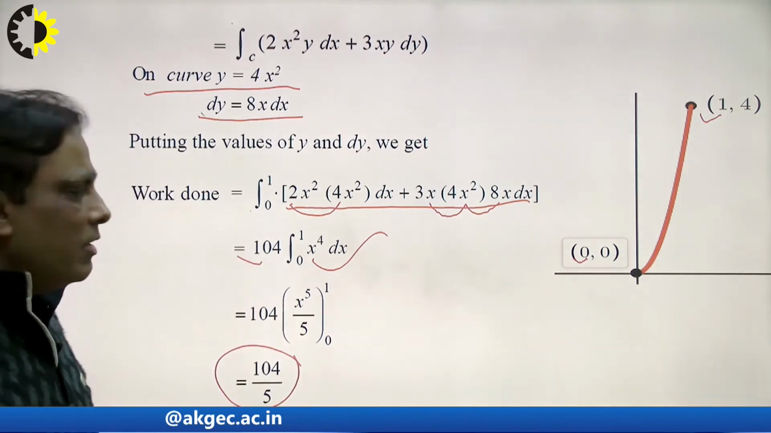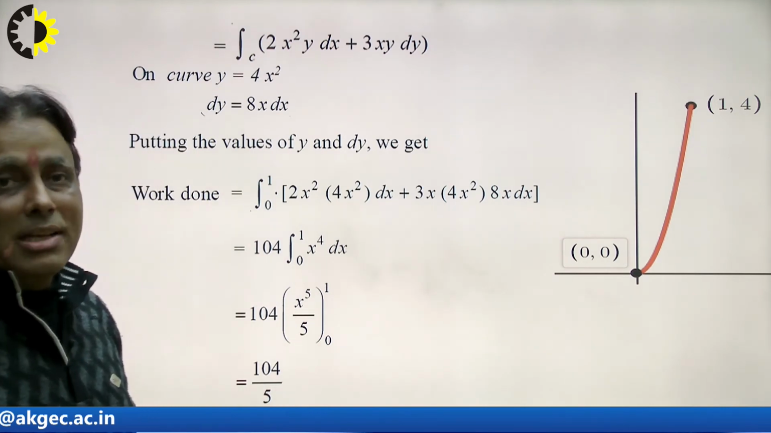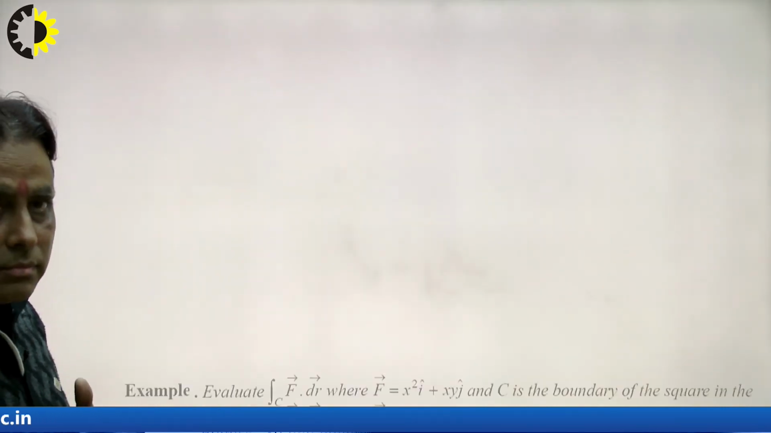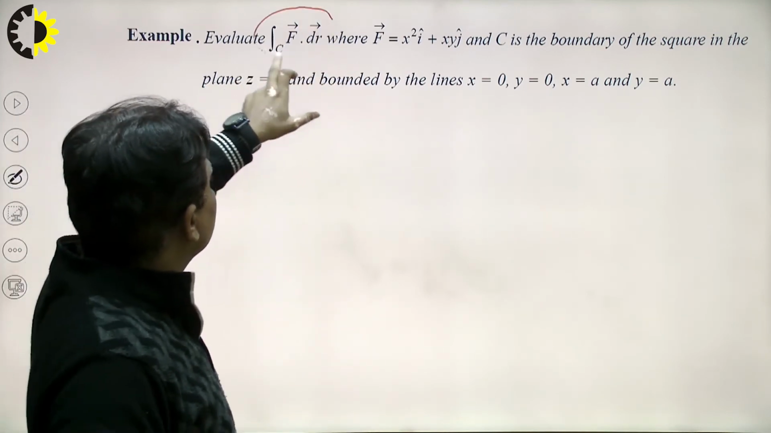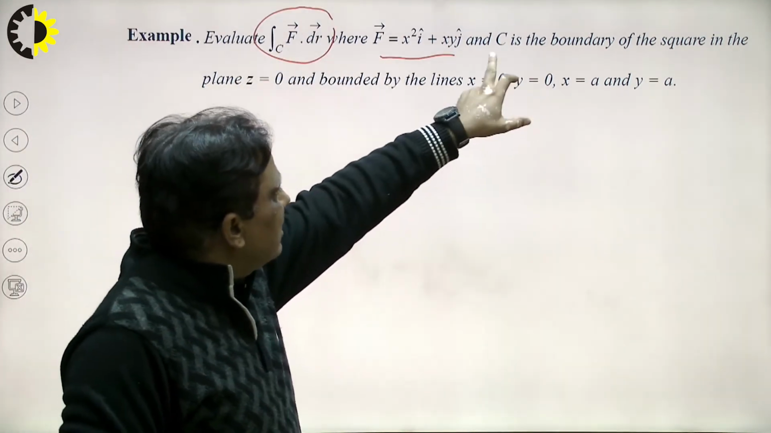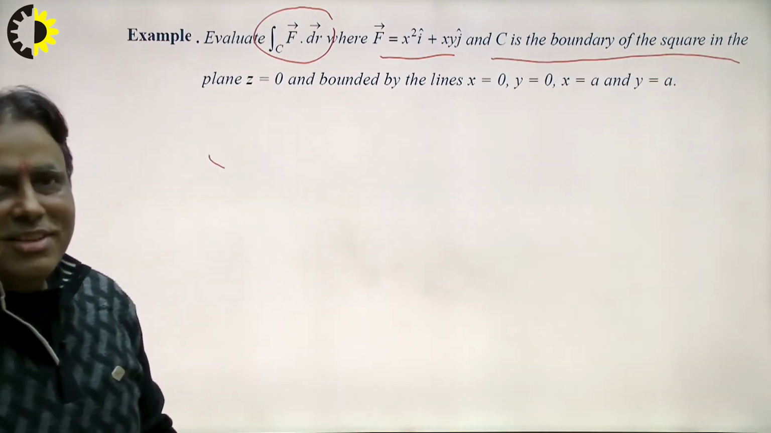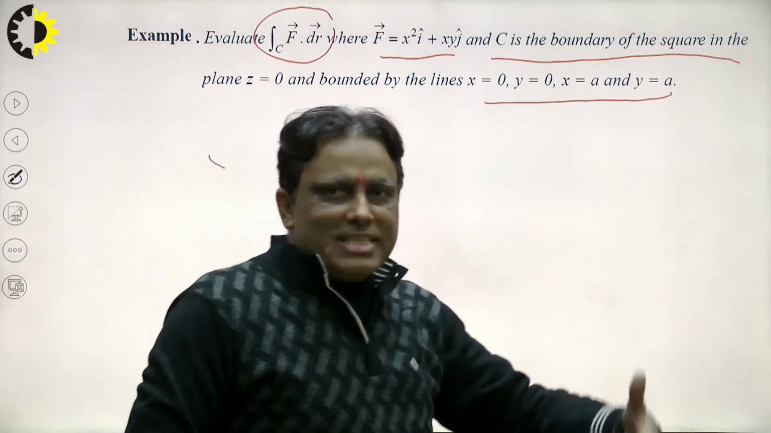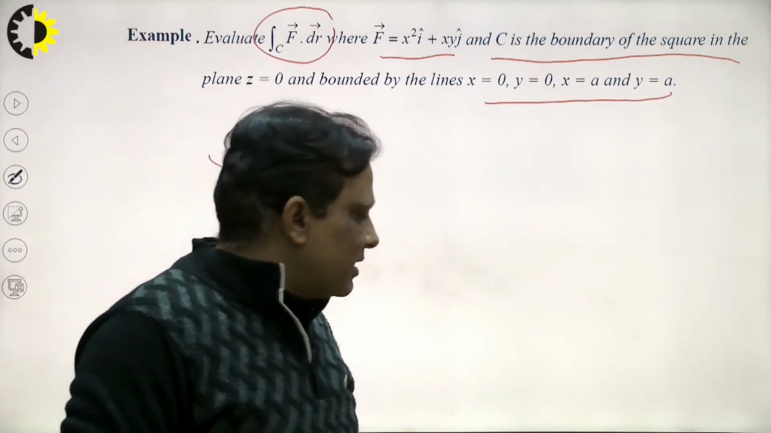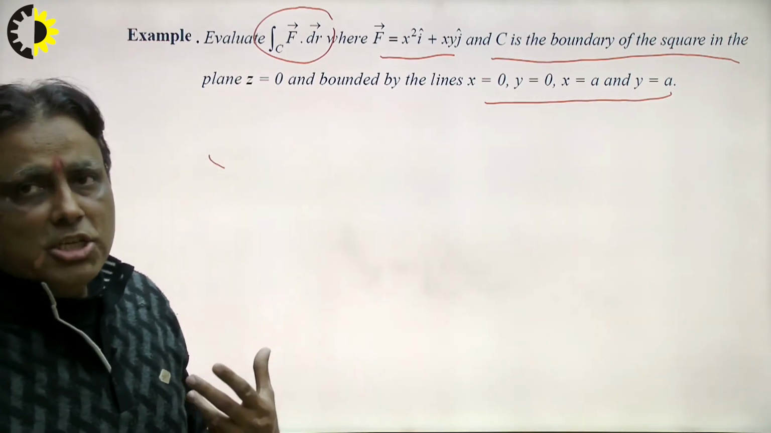So in this way we can find the result of the line integral by using the path of the given curve. And for another example, evaluate the integral of F dot dr. F is this, and C is the boundary of the square in the plane z equal to 0. That means the xy plane. Suppose I am standing in this plane, this is the x axis and this is the y axis. So I am standing in the xy plane, that means z is equal to 0 here.